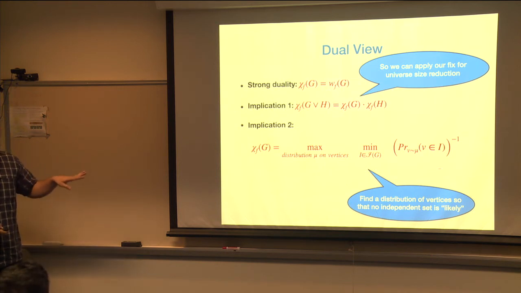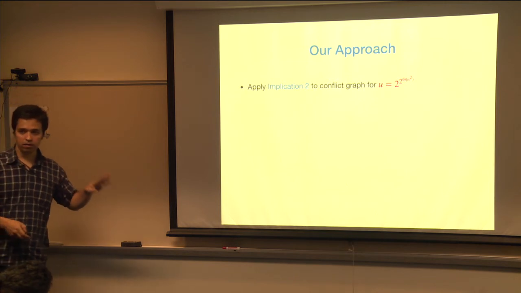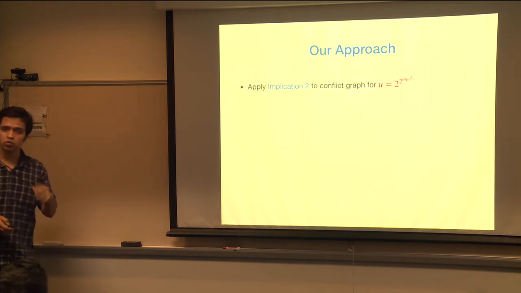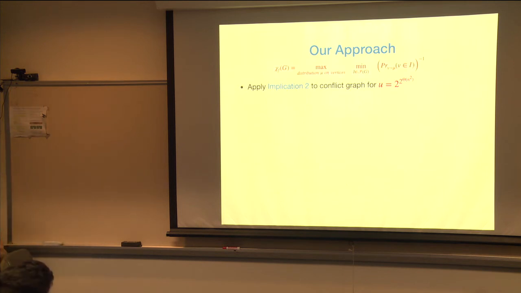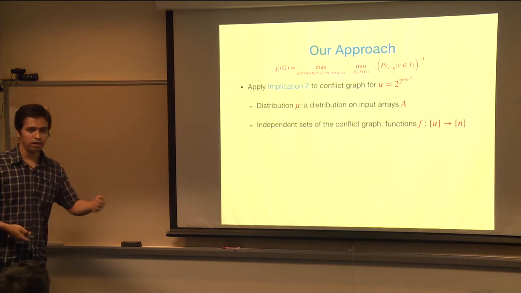So this is what we are going to use, this type of formula. Our approach is that I'm going to create a conflict graph. I'm going to pick the conflict graph for this setting of parameters, 2 to the 2 to the n squared. I'm going to look at this formula and create some distribution over input arrays. Vertices here are input arrays to the problem.